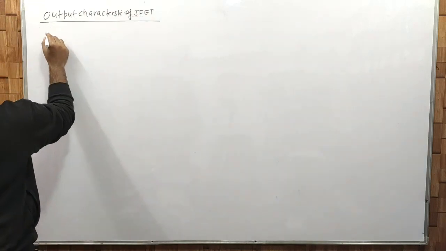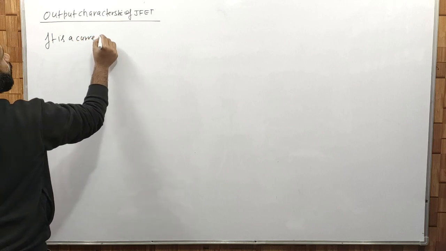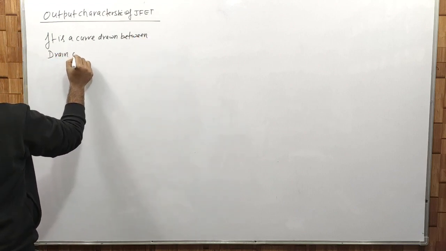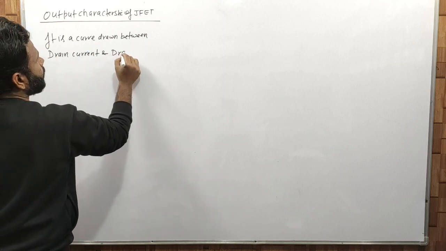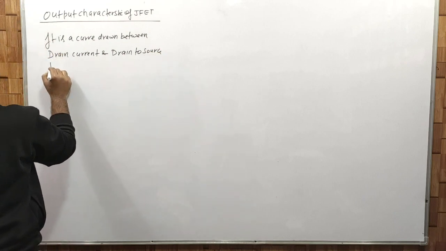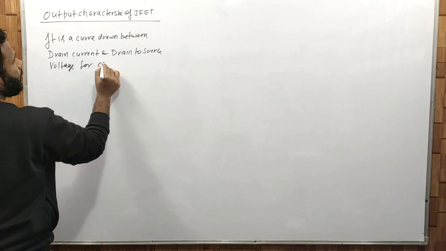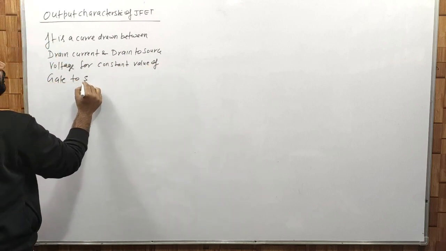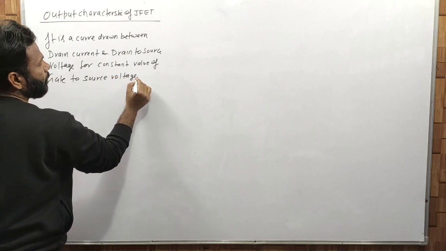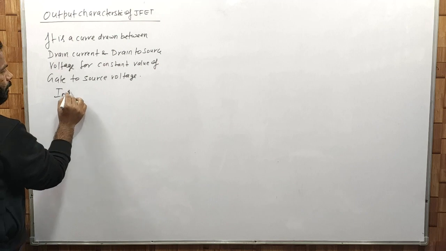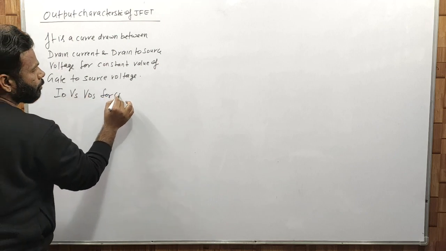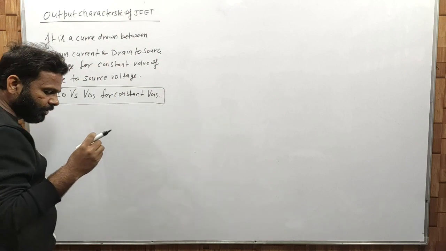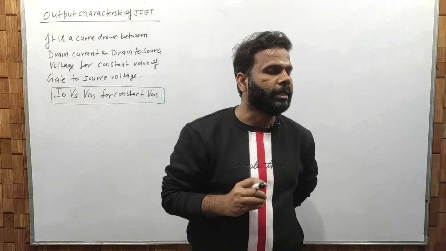तो पहले मैं डेफिनेशन की बात करूं, इट इज ए कर्व ड्रॉन बिटवीन ड्रेन करंट एंड ड्रेन टू सोर्स वोल्टेज फॉर कॉन्स्टेंट वैल्यू ऑफ गेट टू सोर्स वोल्टेज। Now in simple words, it is a curve drawn between ID versus VDS for constant VGS, that is gate to source voltage, अगर आपको समझना है शॉर्ट। So it is a curve drawn between the drain current and drain to source voltage for a given value of the gate to source voltage.